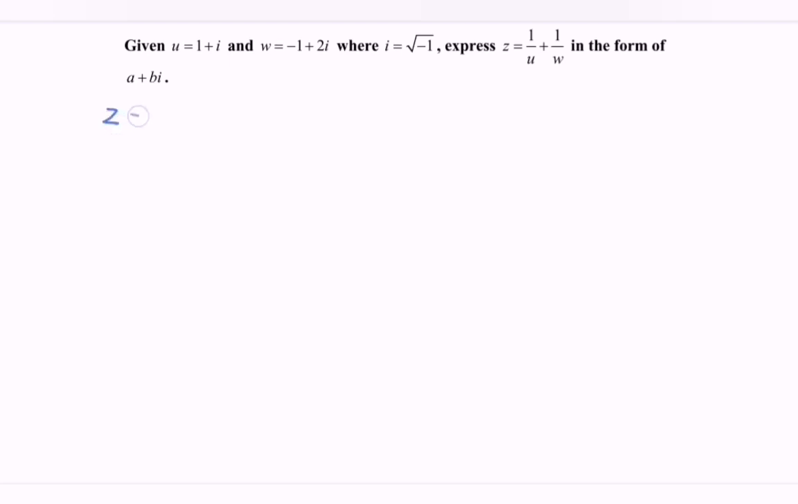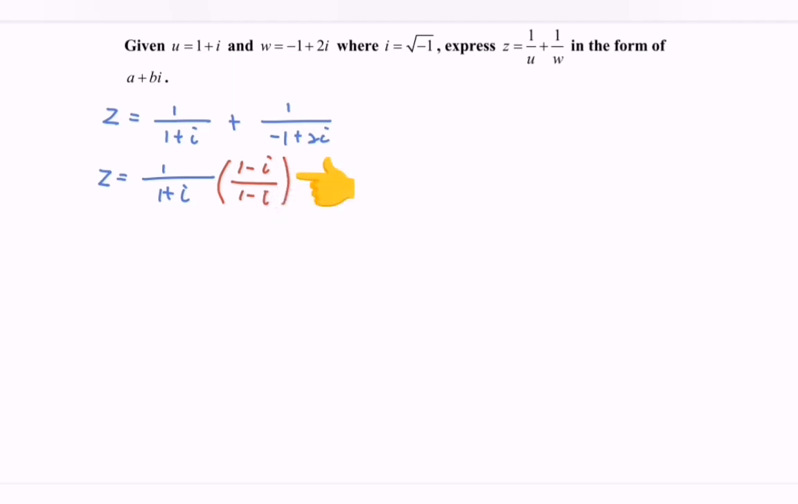So kindly substitute the situation. We have z is equal to 1 over u, where we have 1 plus i, plus another situation, 1 over w, which is equal to 1 over negative 1 plus 2i. My suggestion would be to multiply by the conjugate. So z is equal to 1 over 1 plus i. What is the conjugate? Focus on the imaginary part, where we have 1 minus i.